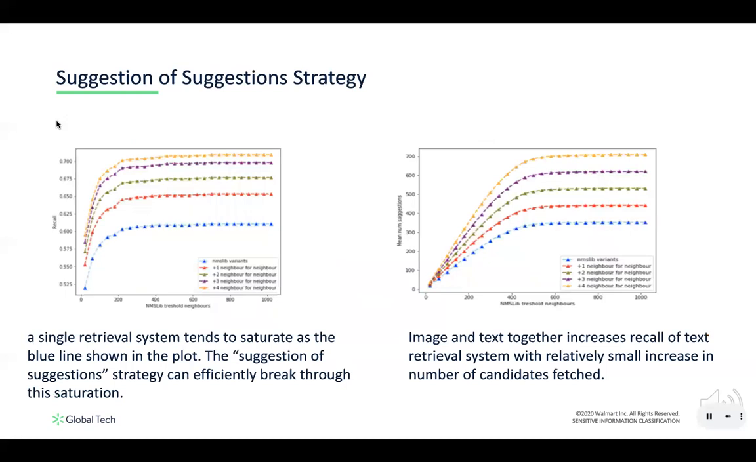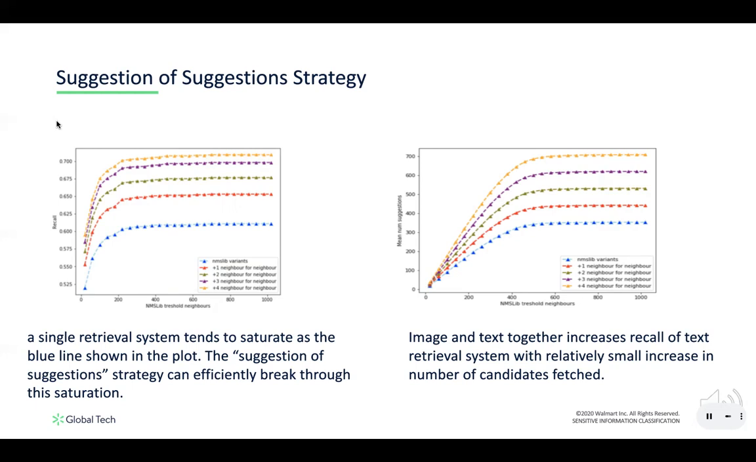Here we discuss the suggestion strategy used to combine SIR and the text retrieval system. Here, a few image candidates are retrieved for each text candidate. This strategy has two parameters: number of text-based candidates, namely N, and the number of image-based nearest neighbors for each text-based candidate, namely K. If we keep increasing N, a single retrieval system tends to saturate as the blue line shown in figure 5. The recall increases little even though the number of searched items are doubled.